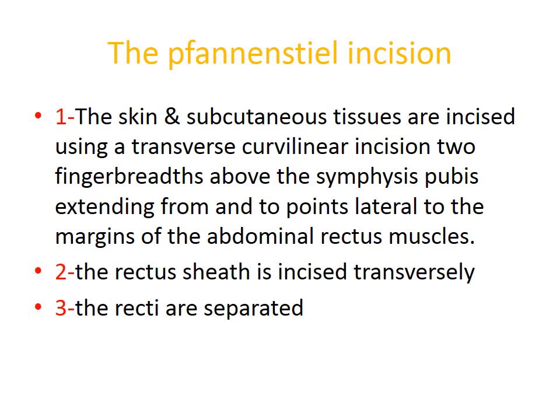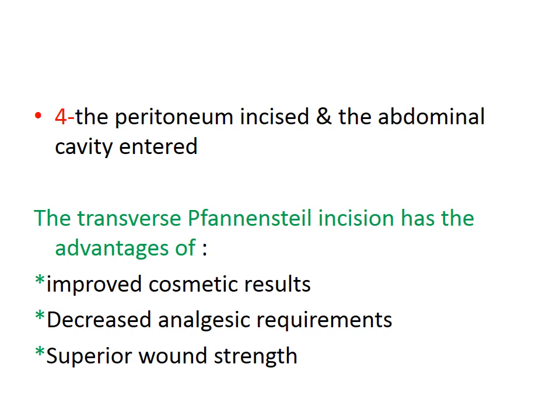Then, after incising the skin and the subcutaneous tissue, the rectus sheath should be incised transversely as well. Then the recti are separated. Both rectus muscles should be separated and not incised, of course. Then the peritoneum should be incised, and this should be followed by entry into the abdominal cavity.